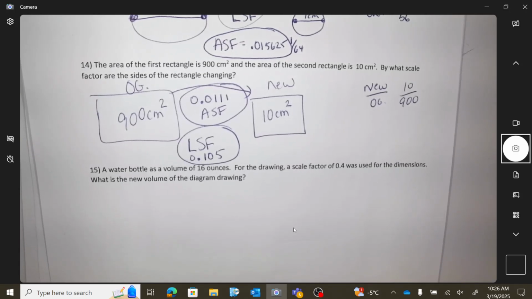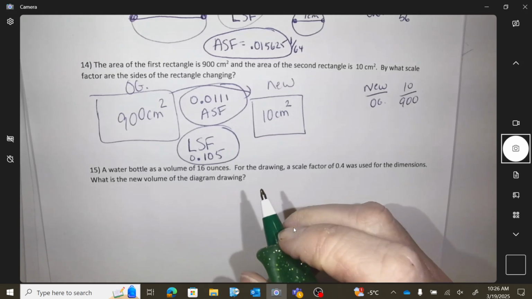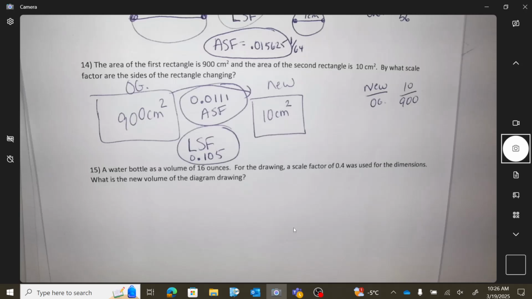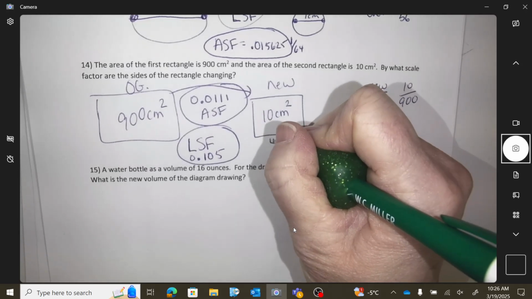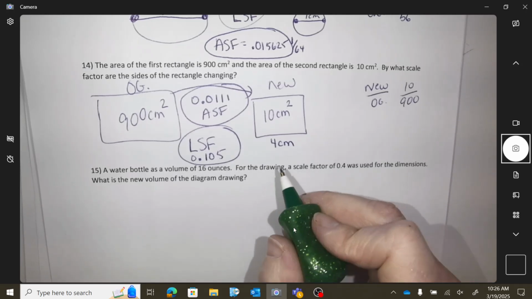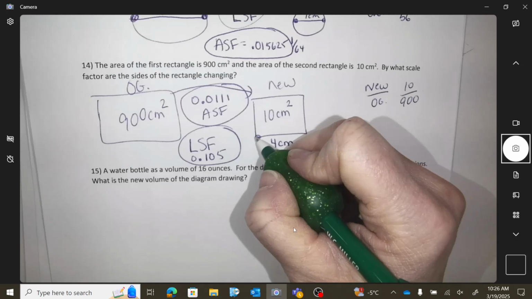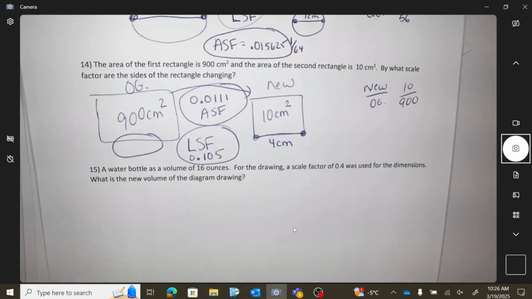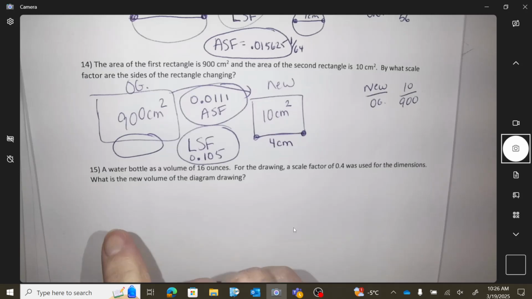Did you not get that? Why, you're just making more work for yourself. Okay, I'm going to throw in an additional part because this is on your test. What if I told you this one had a bottom side of 4 centimeters? Could you now figure out the bottom side of this one?